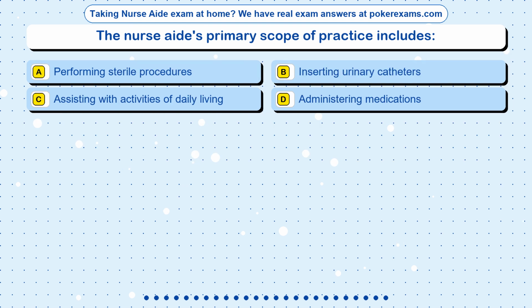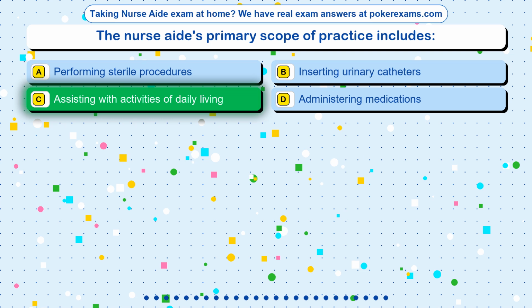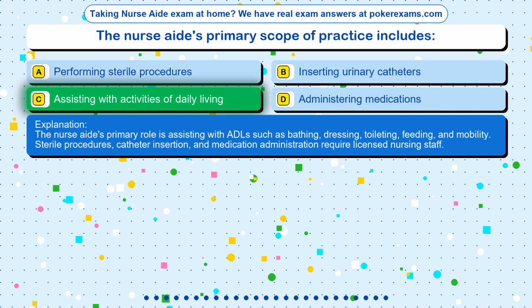Question 20. The nurse aide's primary scope of practice includes Option A, performing sterile procedures. Option B, inserting urinary catheters. Option C, assisting with activities of daily living. Option D, administering medications. The correct answer is option C, assisting with activities of daily living. The nurse aide's primary role is assisting with ADLs such as bathing, dressing, toileting, feeding, and mobility. Sterile procedures, catheter insertion, and medication administration require licensed nursing staff.